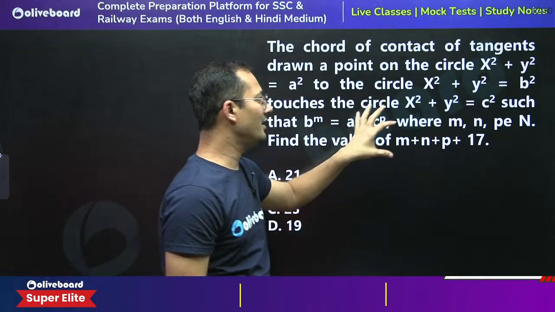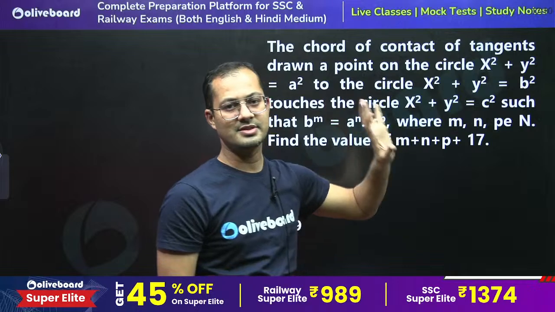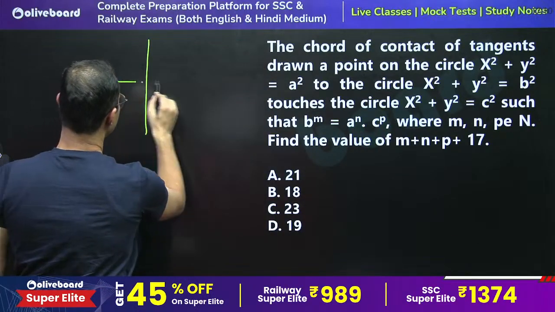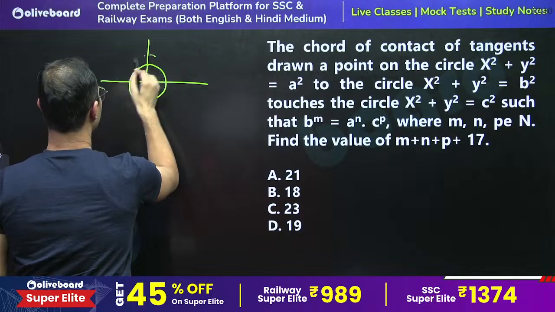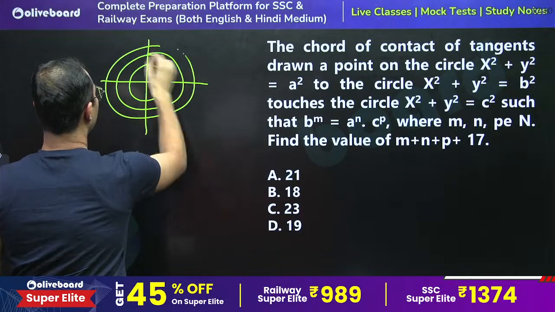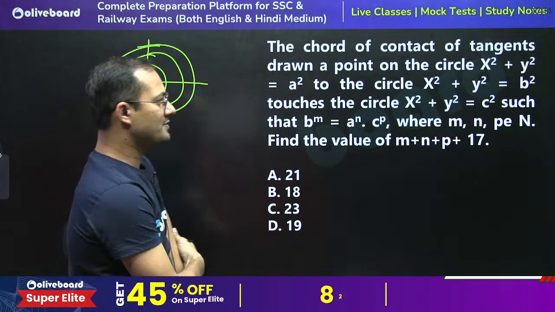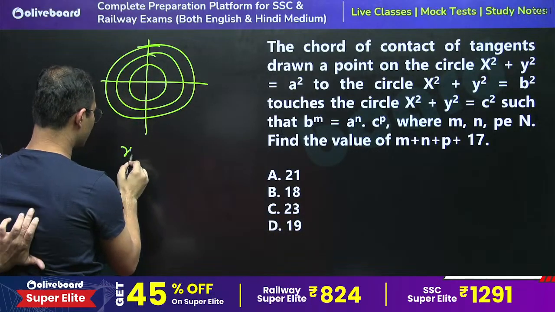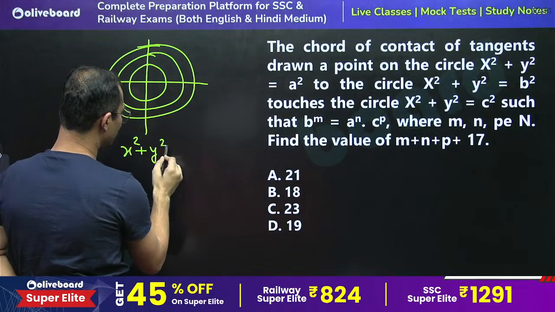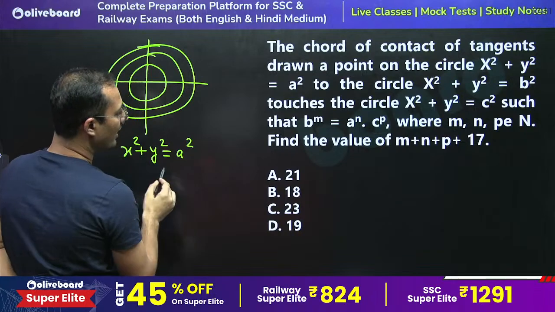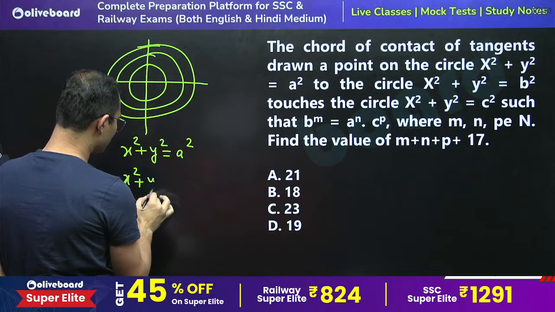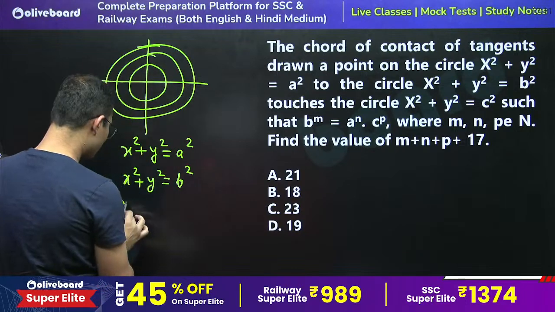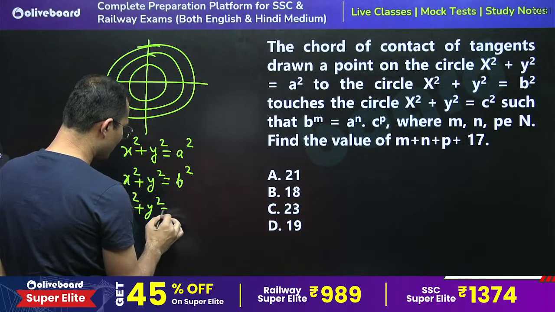See, this is the equation for a circle. We draw the circle like this. So these are the equations of a circle. Whenever we have such equations, we have three equations: x square plus y square is equal to a square, x square plus y square is equal to b square, and x square plus y square is equal to c square.